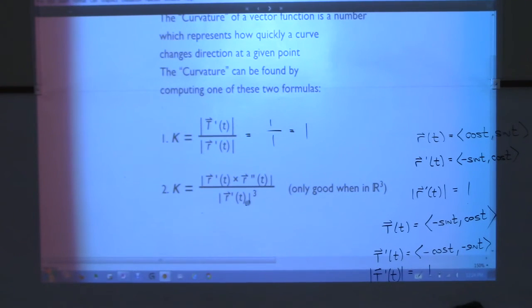How many of you did the first formula again? Okay. How many of you are done using the first formula? Cool. And you got one? Okay. Try the second one then. And what I'm telling you is for r of t, just add the 0 to the last component.